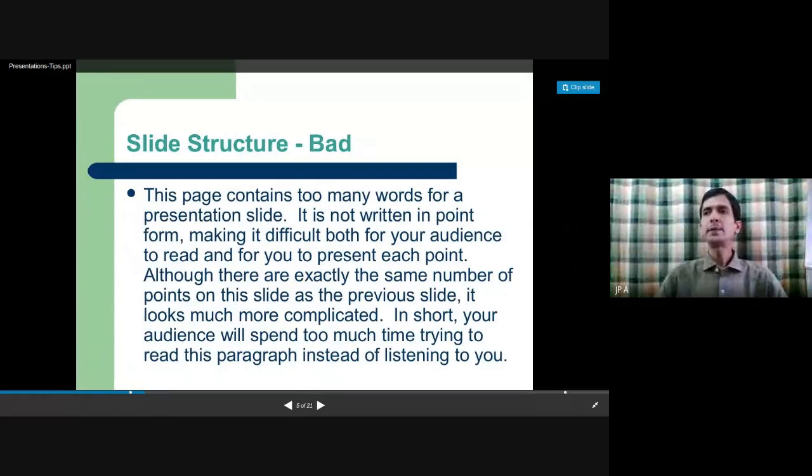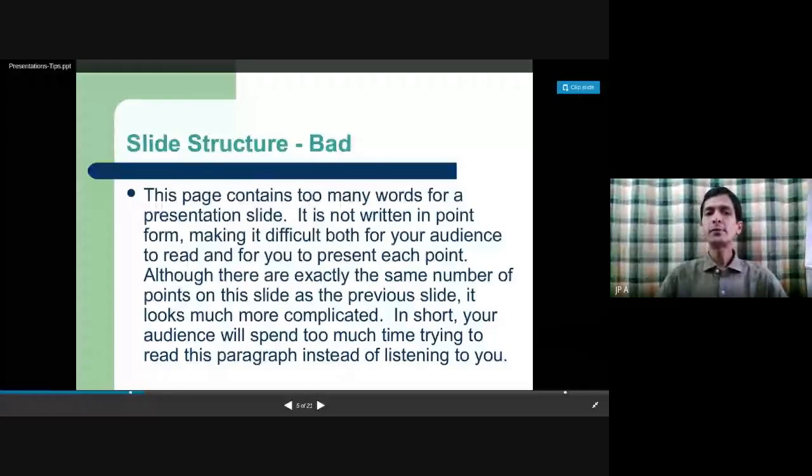PowerPoint slides are not supposed to be read by the viewers. Our readers are viewers and audience. So we should make only points, not text. We should avoid text in the slides. Text should be minimum, just points, not even long sentences. This is almost a paragraph, so this is not a good slide structure.